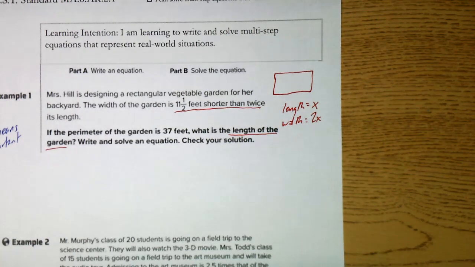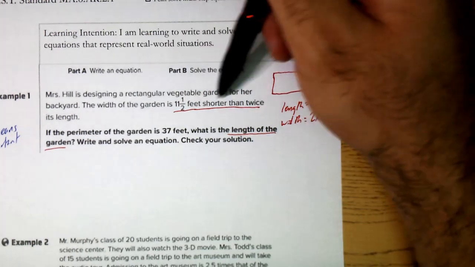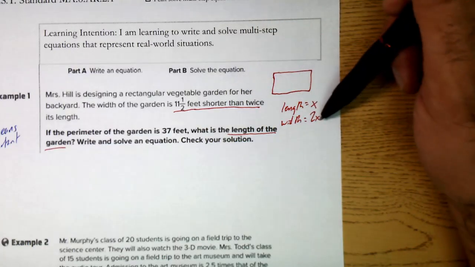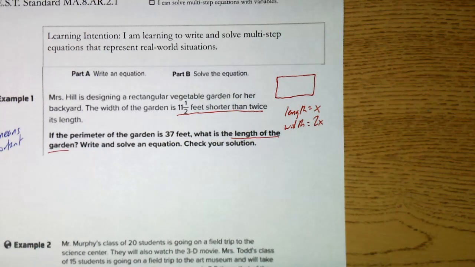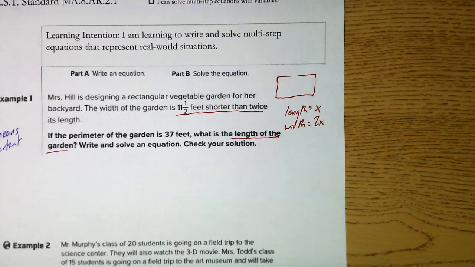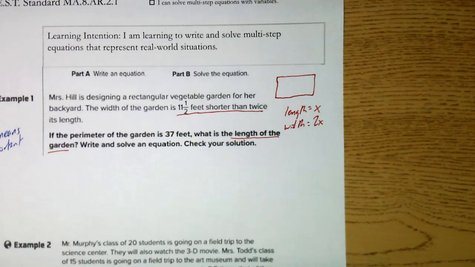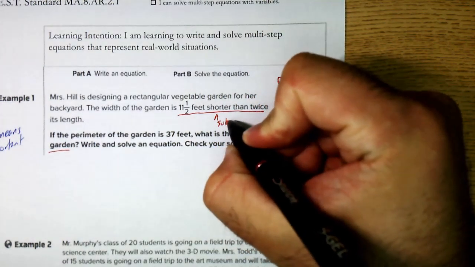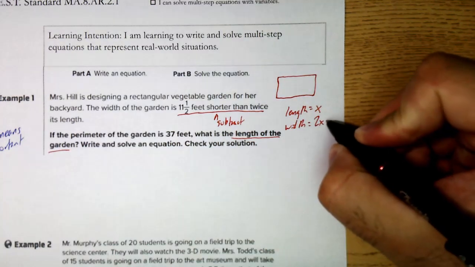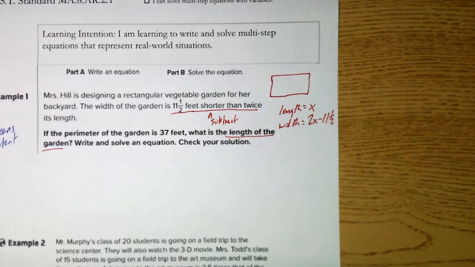The width is, and we're going to get to this other part first, but that twice just means we multiplied by 2. Then we have 11.5 feet shorter. If I'm 6 foot tall and you're 2 feet shorter than me, how are you going to figure that out? Are you going to add, subtract, multiply, or divide? Because it says shorter, we're going to subtract. So 2x minus 11.5. All right.